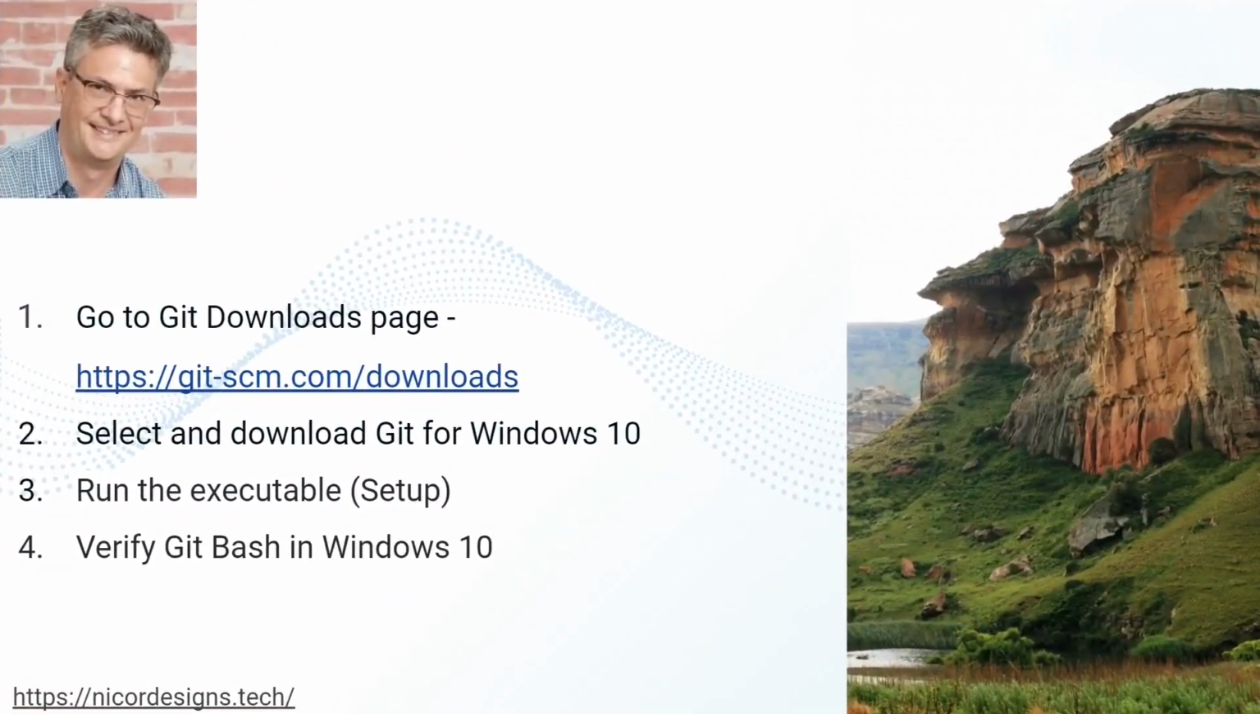These are the high-level steps we will take to get Git installed and set up on our system. First, we will go to the download page for Git and download the Git for Windows 10. We will then run the downloaded executable and perform all the required setups, after which we will verify that Git has been installed correctly using the installed Git Bash terminal.